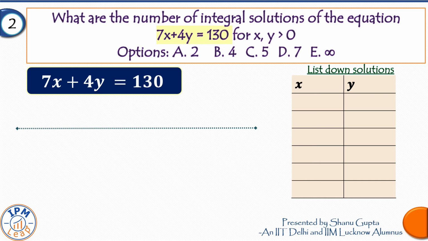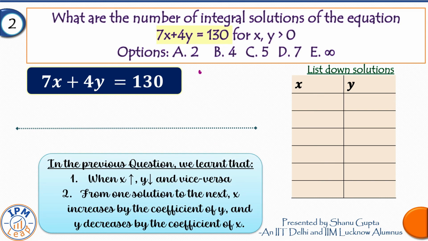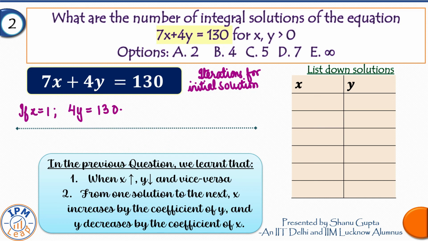As I said earlier, we have to only find out the initial solution through iteration, and then we can use the pattern that we discussed and list down other solutions comfortably. Smallest value of x is 1. For x is equal to 1, y is equal to (130 minus 7) upon 4. 123 upon 4 is clearly not an integer. Next, let's try out x is equal to 2.